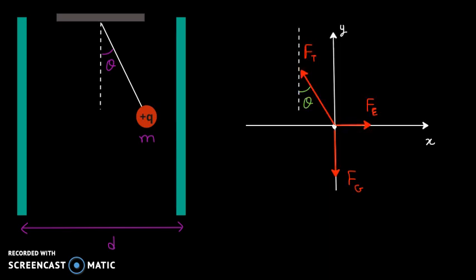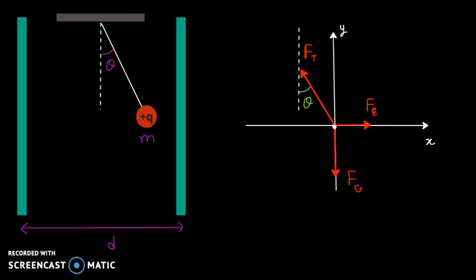Here's my free body diagram with my sphere at the center as a dot, treated as a point particle. We have three forces acting on the sphere. Gravitational force F sub g is pulling down. Tension force F sub t is pulling at an angle, following the direction of the string. And finally, we have the electric force F sub E in the horizontal direction, pulling to the right.